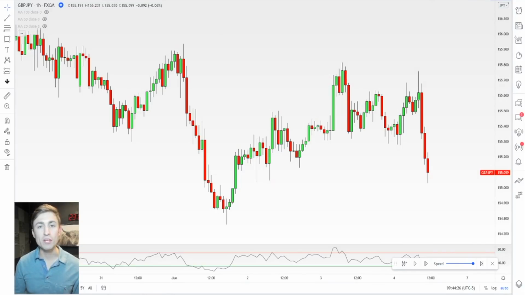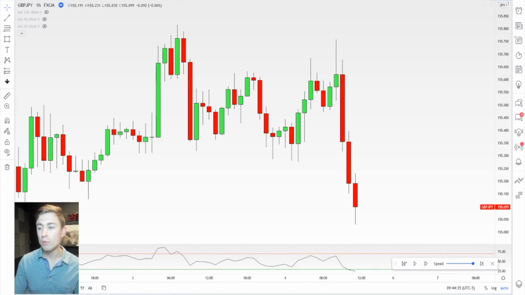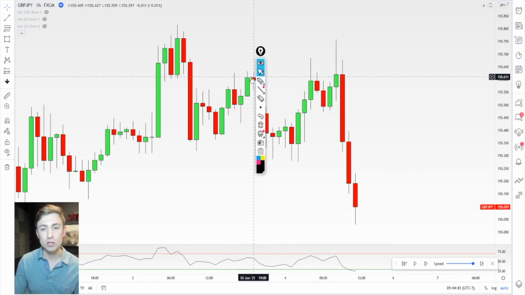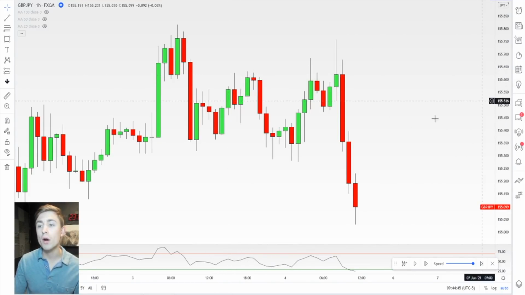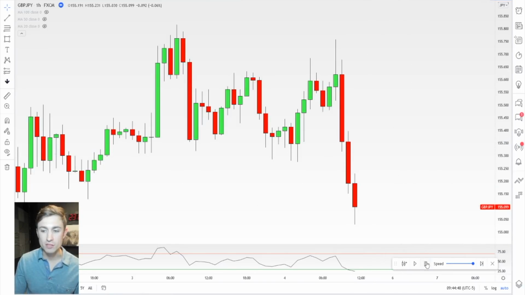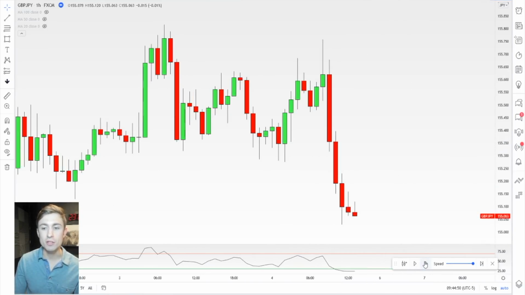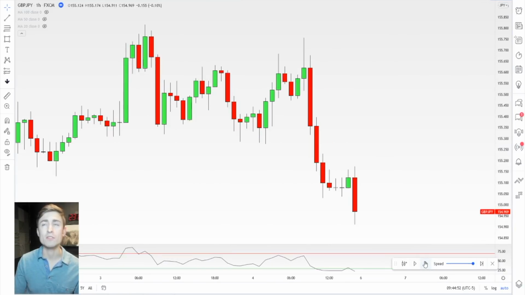All right, you guys, now we are here on the chart taking a look at GBP JPY, like I mentioned, on the 1 hour chart. Each one of these bars represents 1 hour of price action. I'm going to be using the replay function on tradingview.com, which lets me go through the chart bar by bar. For example, if I click this next bar, you can see we're going bar by bar as soon as I press it.